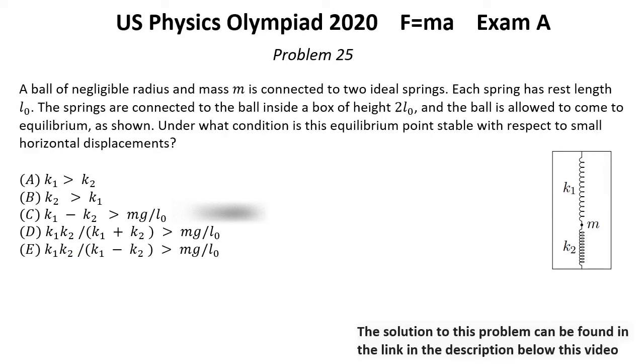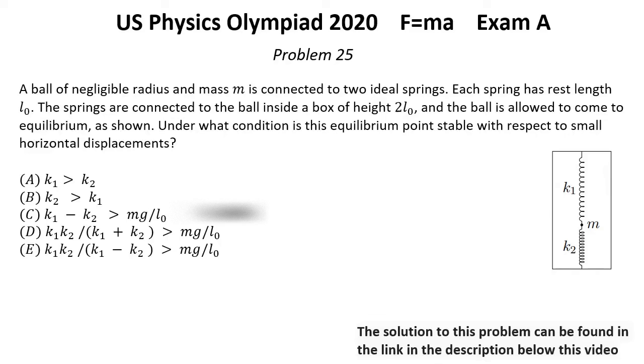Problem number 25. A ball of a negligible radius and mass m is connected to two ideal springs. Each spring has a rest length L0. The springs are connected to the ball inside a box of height 2L0, and the ball is allowed to come to equilibrium, as shown. Under what condition is this equilibrium point stable with respect to small horizontal displacements?